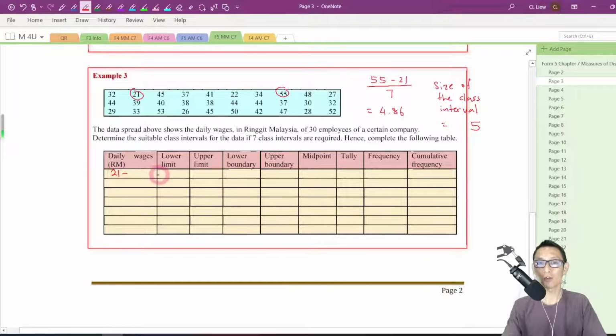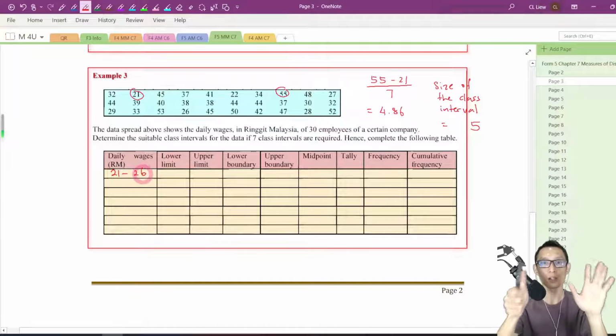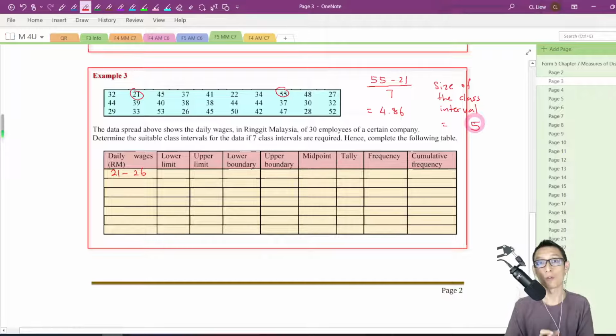Try to think before I tell you. What is the number that I should write here so that the size of the class interval is 5? Can I take 21 plus 5 become 26? Try to use your finger to calculate. 21, 22, 23, 24, 25, 26. Now the size becomes 6. But we want the class interval with size of 5. Therefore, we know that this is not correct.